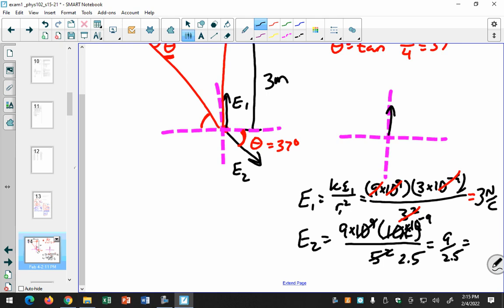3.6. Can I just say it's 4? I'm just going to round it up to 4, okay? Your numbers will work out more evenly. I was just making this up on the fly. So we'll call that 4.